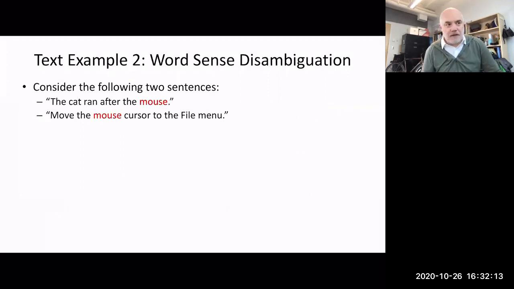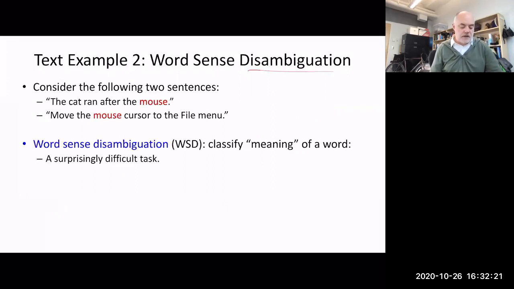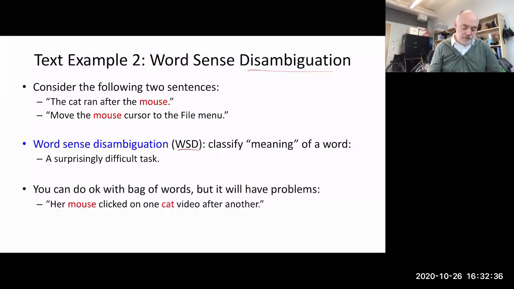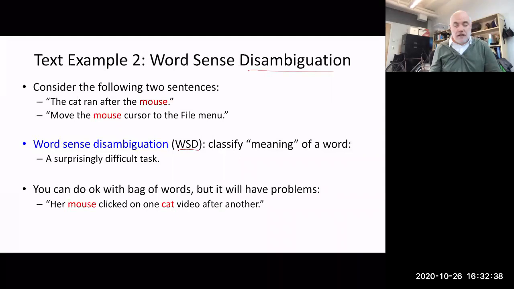Okay, let's do another application, right? Word sense disambiguation. This is a fun one, right? So consider the two sentences: the cat ran after the mouse and moved the mouse cursor to the file menu, right? Word sense disambiguation, or WSD, classifies the meaning of a word. It picks out the sub-meaning in a dictionary entry. Mammalian thing or computer accessory. It's really actually not that easy of a task. You can do okay with bag of words, but you'll have some problems, right?